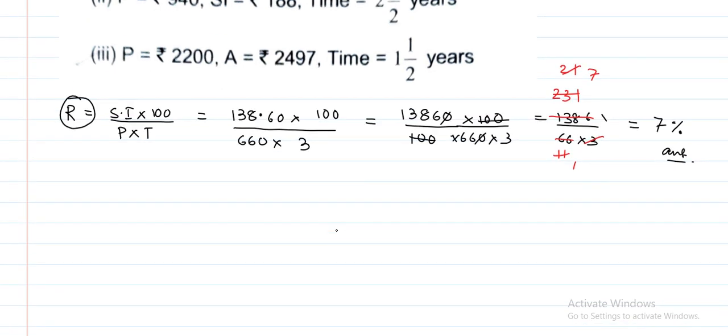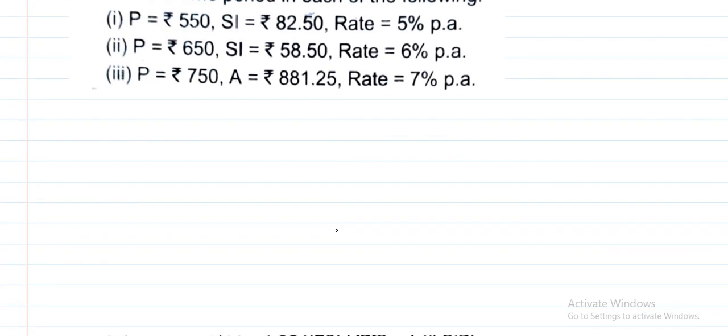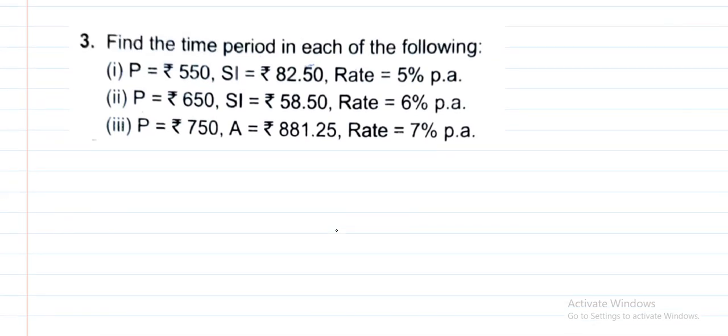Now let us go to question number 3. What does question number 3 say? It says find the time period in each of the following. Principal is rupees 550, simple interest is rupees 82.50, and rate is 5% per annum. First we will write the formula of time period. Time period T is equal to SI into 100 by principal into rate of interest.